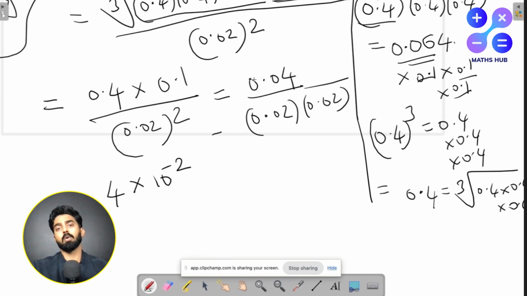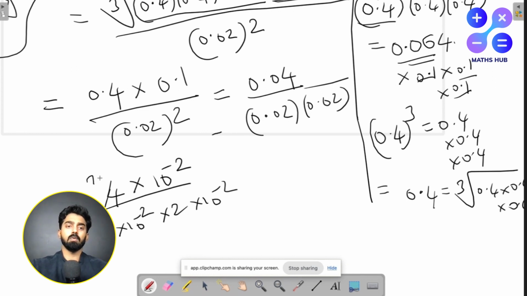So instead of 0.04, I'm going to write it as 4 times 10 power minus 2. And instead of 0.02, I'm going to write it as 2 times 10 power minus 2. And this also as 2 times 10 power minus 2. Right? Now I know that 2 times 2 is 4, I can cancel this out. 2 times 1 is 2, I can cancel that out.